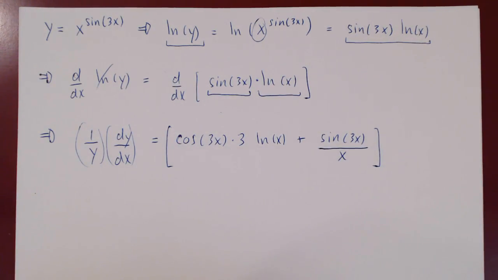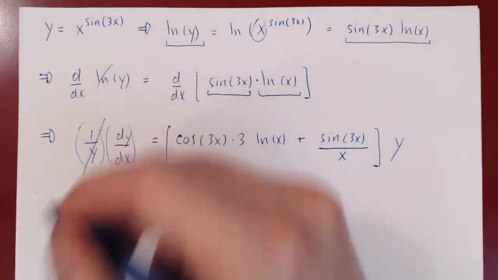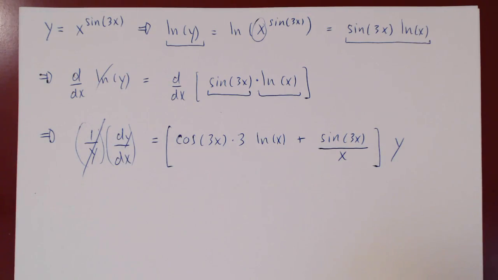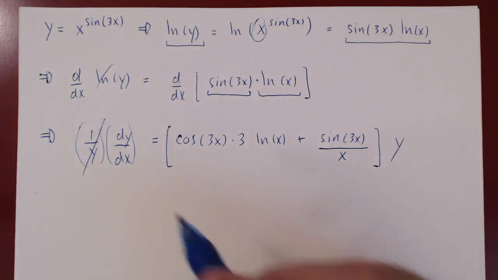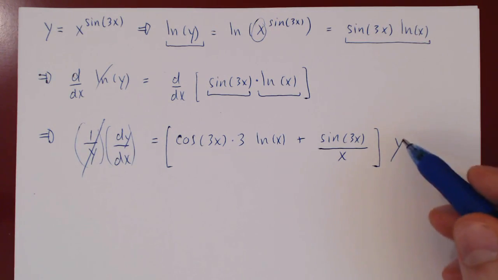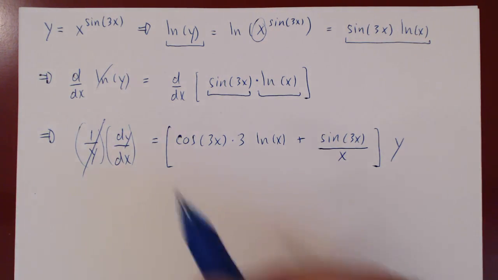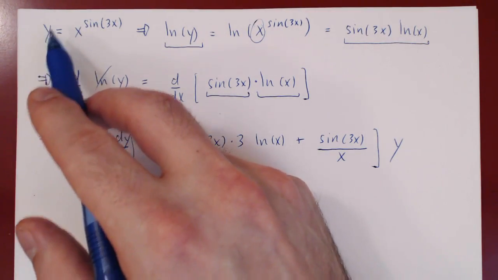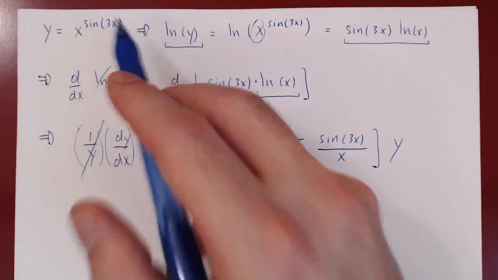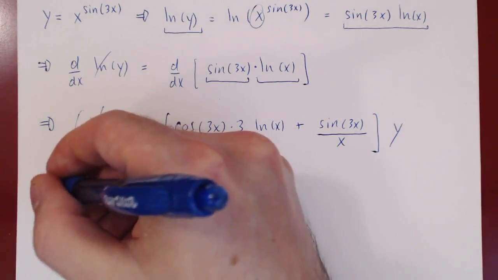So all you have to do now is multiply both sides of the equality by y, and so 1 over y cancels. And as always, whenever possible, we want to express the derivative dy over dx as a function of x only. This will not always be possible, but in this case it is because y is x to the sine of 3x. So we now have our derivative.